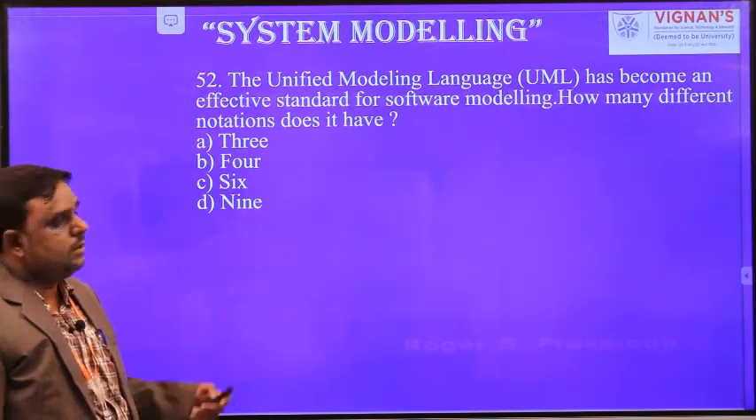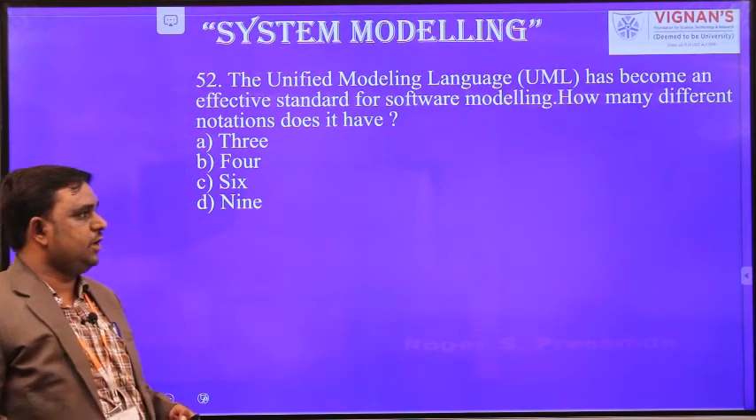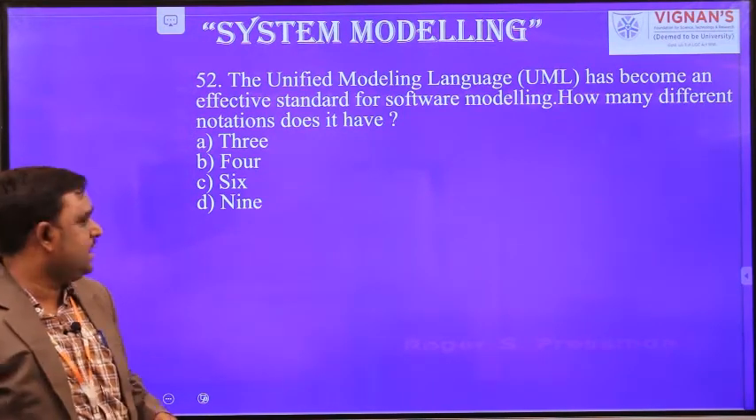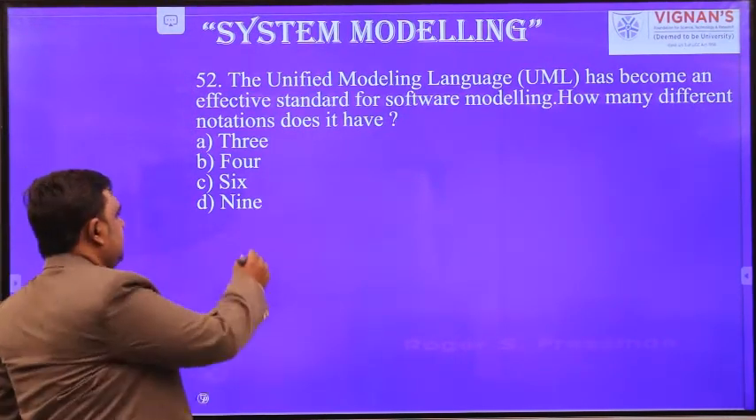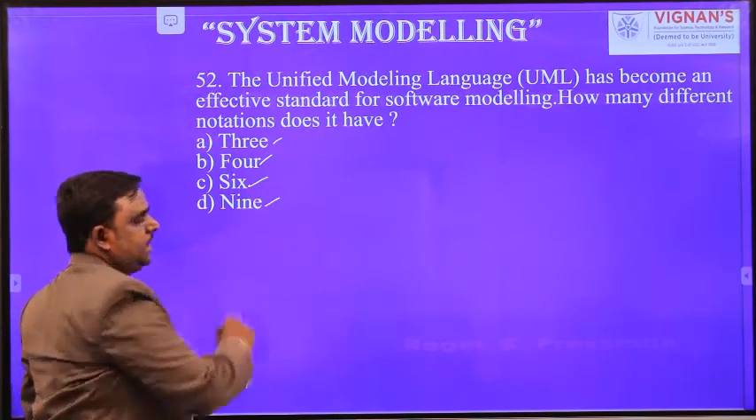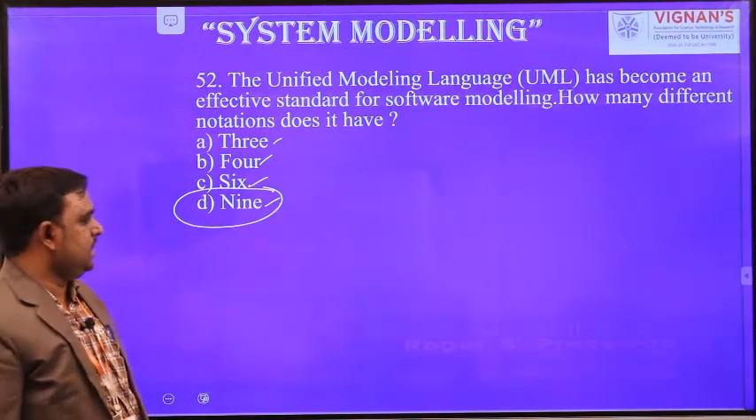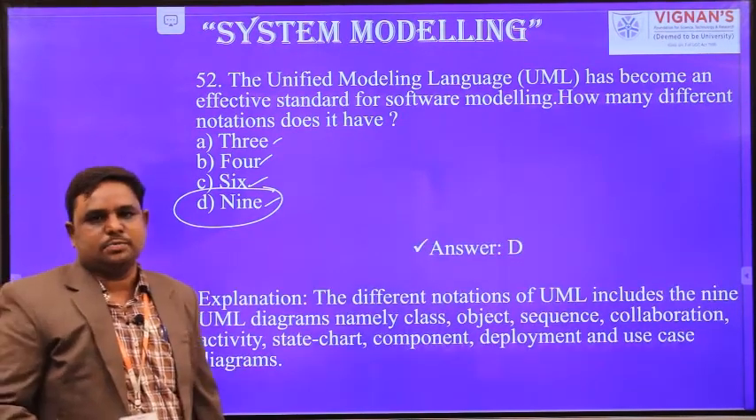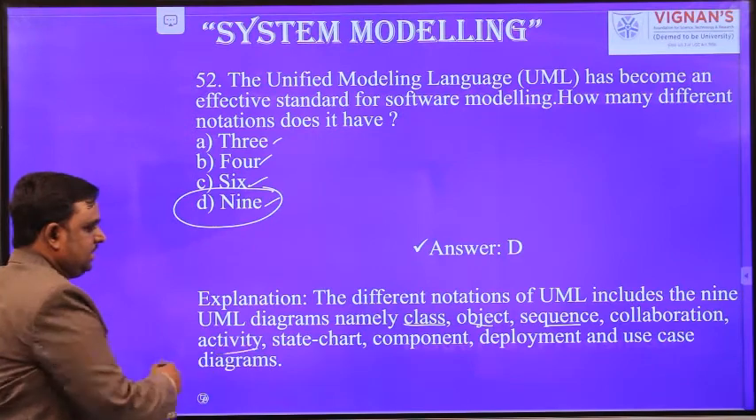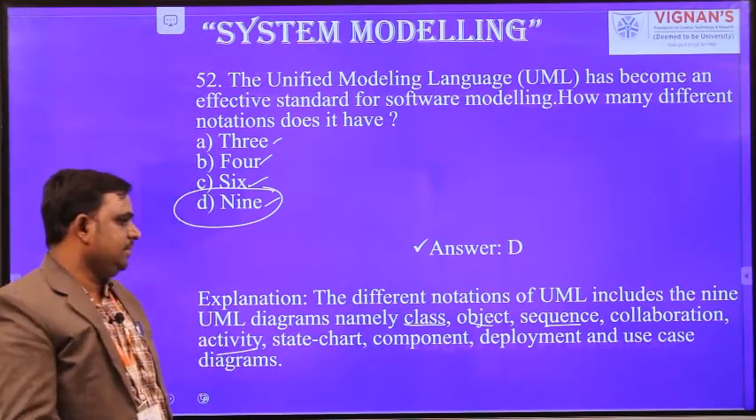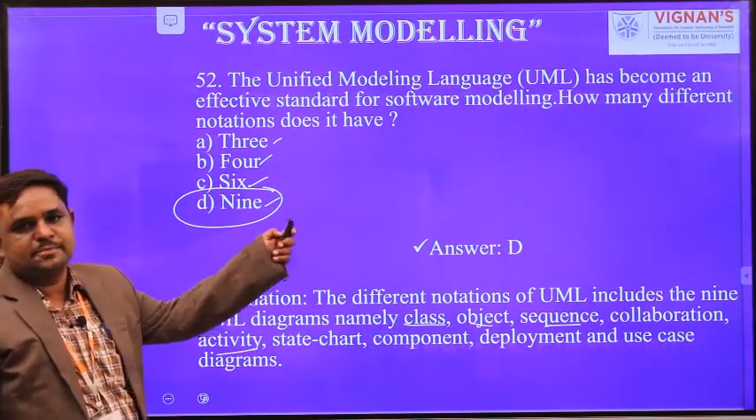Next, UML. The Unified Modeling Language has become an effective standard for software modeling. How many different notations does it have? The options are 3, 4, 6, 9. The correct answer is D. It is 9. It contains 9 notations: class, object, sequence, collaboration diagram, activity diagram, state chart diagram, component diagram, deployment, and finally use case diagram. These are the notations that come under UML.